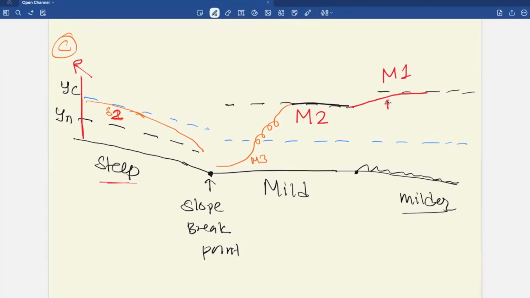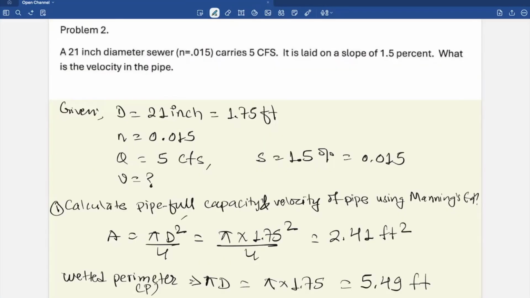So it is considered as M1 surface. Now let's go to problem 2, which is related to the hydraulic element chart that I discussed earlier. Let us read the first question.